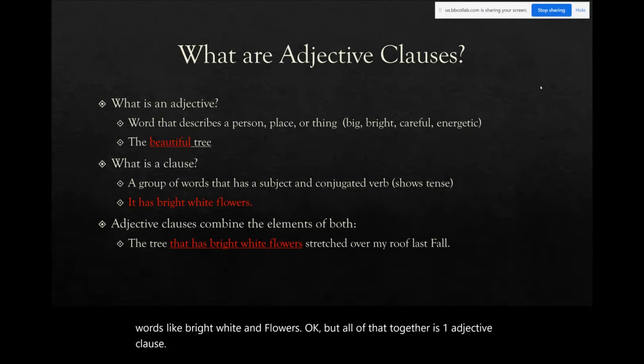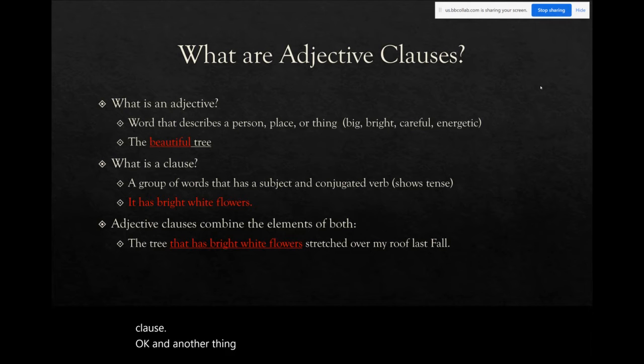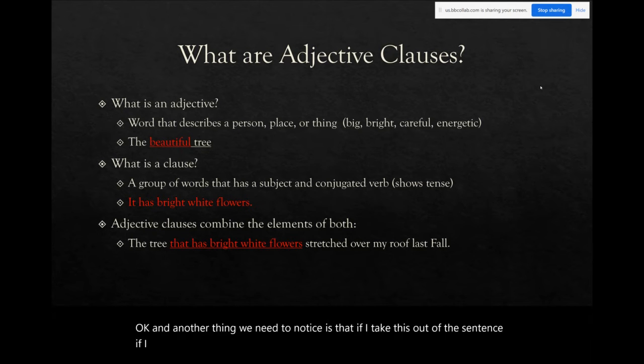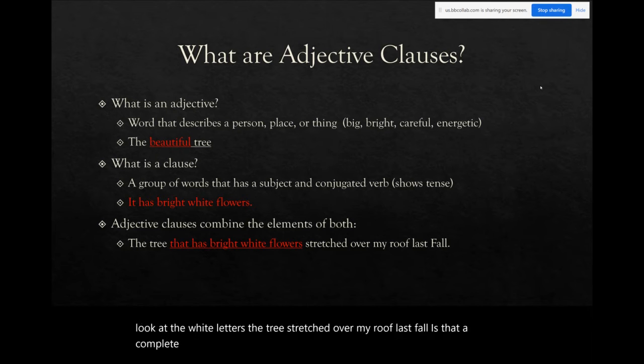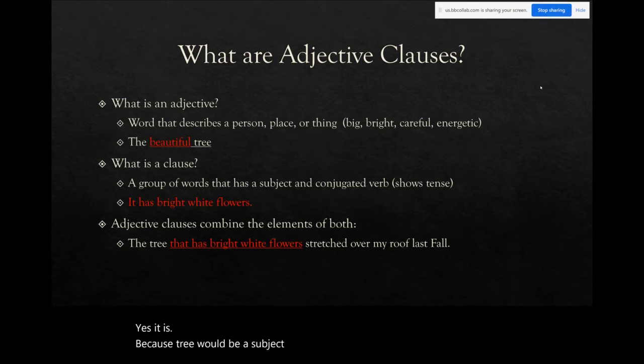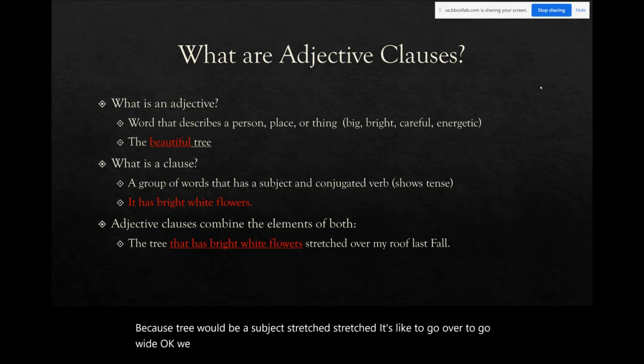Okay, and another thing we need to notice is that if I take all these red letters out of the sentence, I still should have a complete sentence. So let's look at the white letters. The tree stretched over my roof last fall. Is that a complete sentence? Yes, it is. Because tree would be a subject, stretched is like to go over, to go wide. Okay, we have a subject, we have a verb.